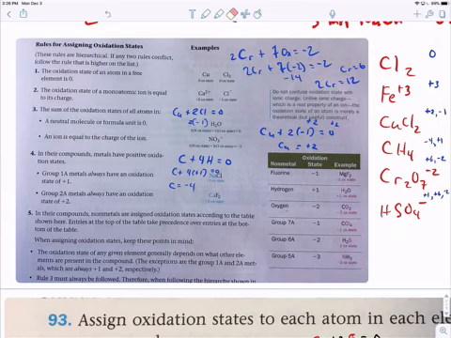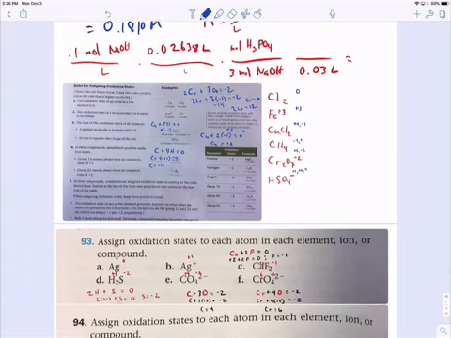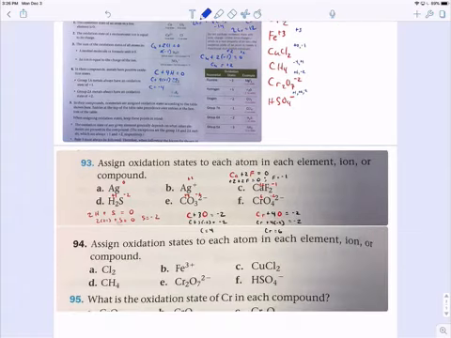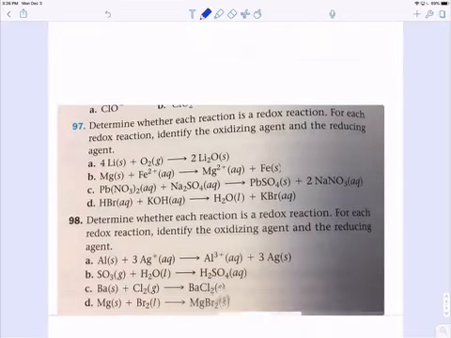Hydrogen can also be -1, something called mineral hydrides. You can play around on here. The numbers are on the side, so I can look at it later.